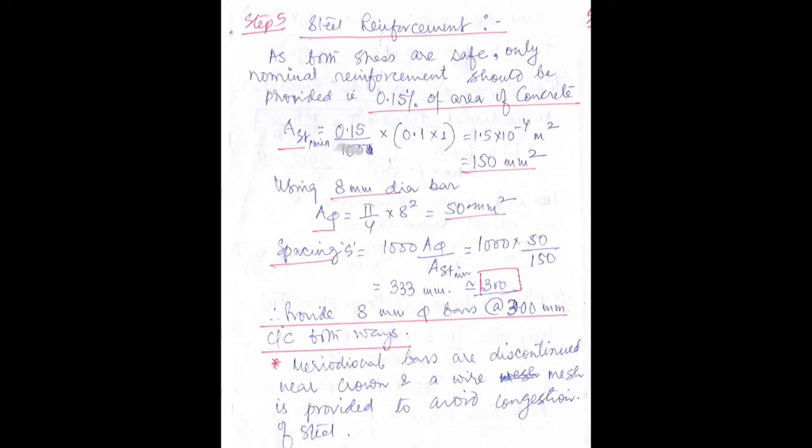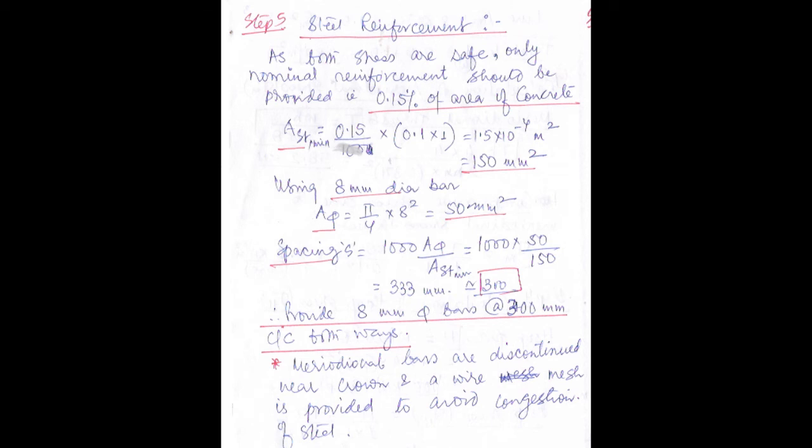Please, this is just one point for your reference, that the meridional bars, as we have shown over here, are actually discontinued. They are not given near the crown area, and there a wire mesh is provided, just to avoid congestion of the steel over there. Okay.